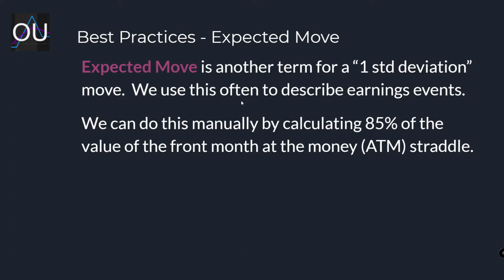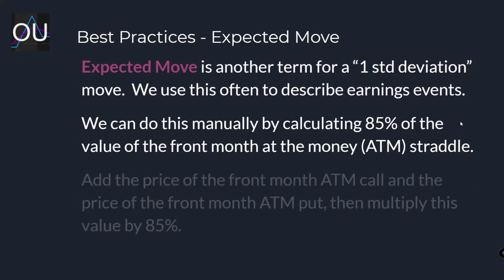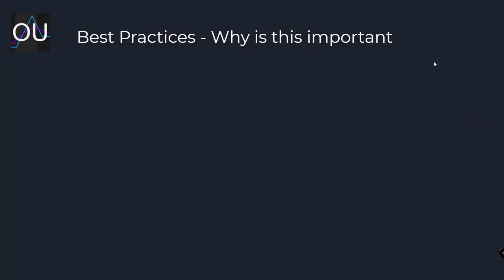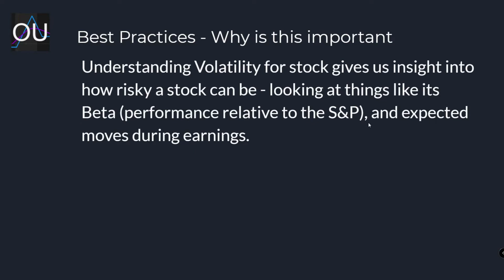If your brokerage platform doesn't give you a way to calculate expected move, you just take 85% of the value of the front month at the money straddle at expiration, and that gives you about the expected move that you could expect. Add the price of the front month at the money call and the price of the front month at the money put, and then multiply the value by 85%. We also just take an average as well. That's another way of doing it. It's close enough.